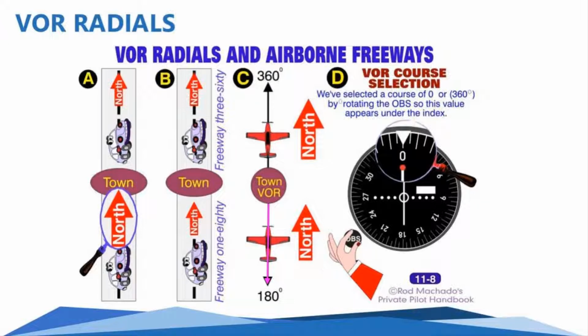Now, the way that we manipulate what radial we're choosing, or what course we want to follow or find, is using that OBS. So we can twist that OBS, and that compass card will move right and left. Now, the other thing that we're also looking for is inside of that little white box there, we're going to have a to, a from, or we could potentially have the word off or a barber pole indication, basically indicating that it doesn't have a good signal, or we're kind of in that cone of confusion, if you will, when we're overflying the VOR.